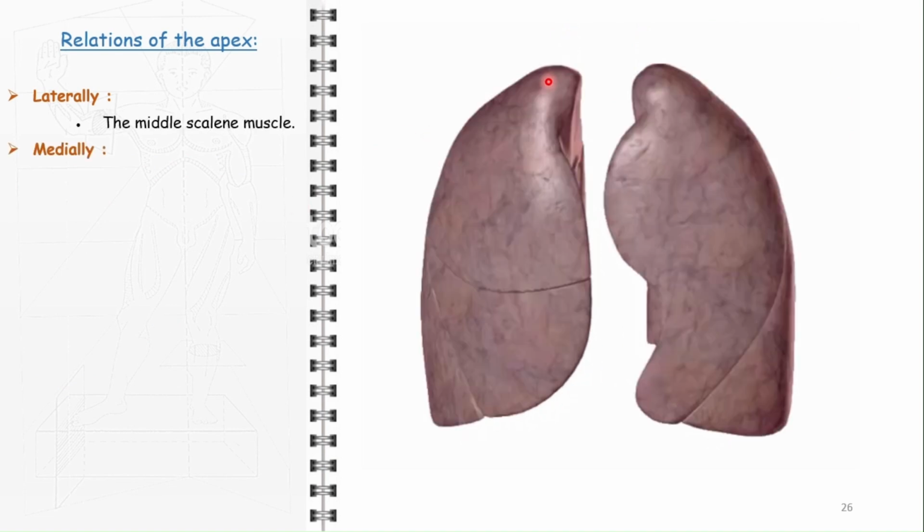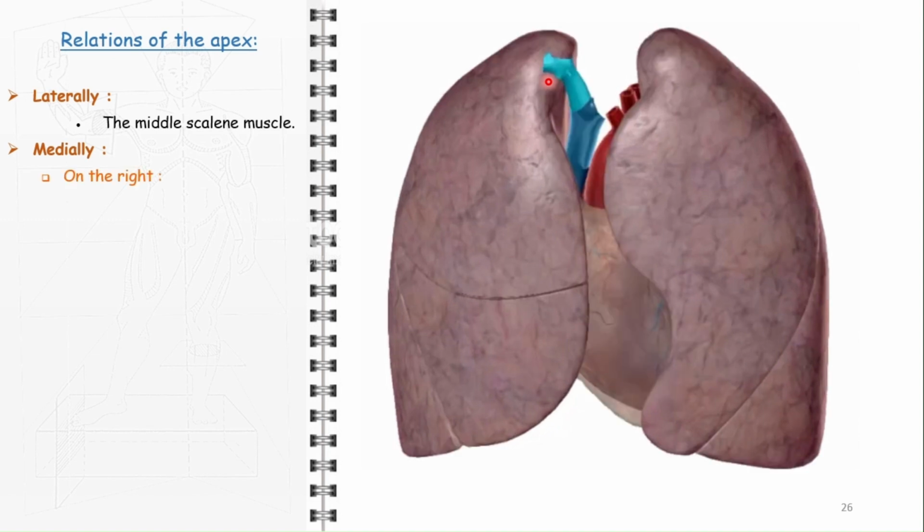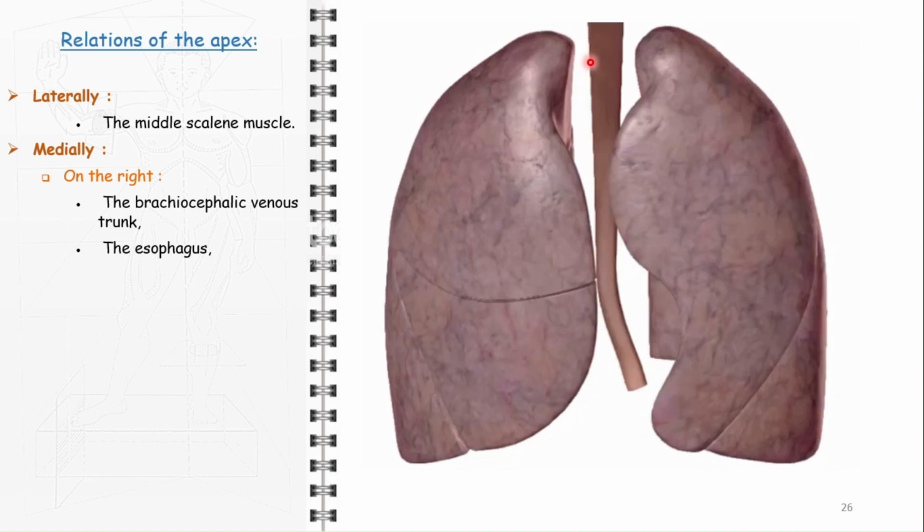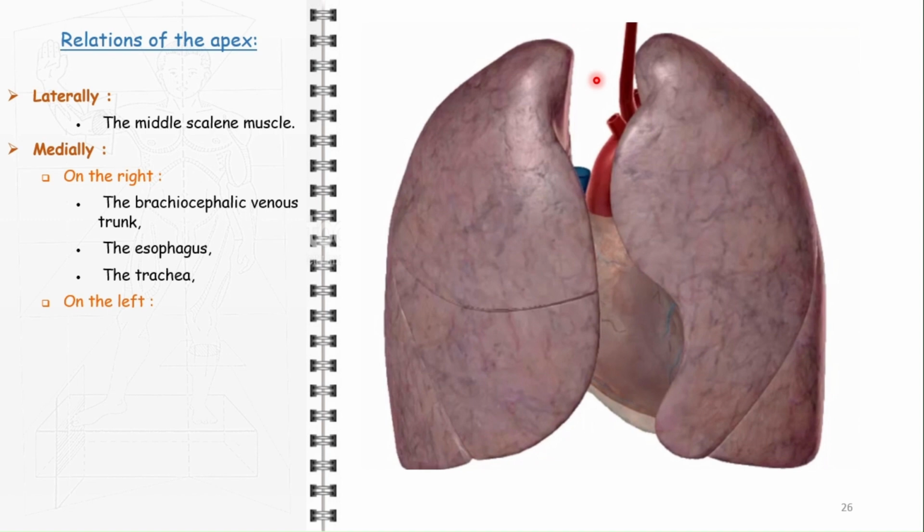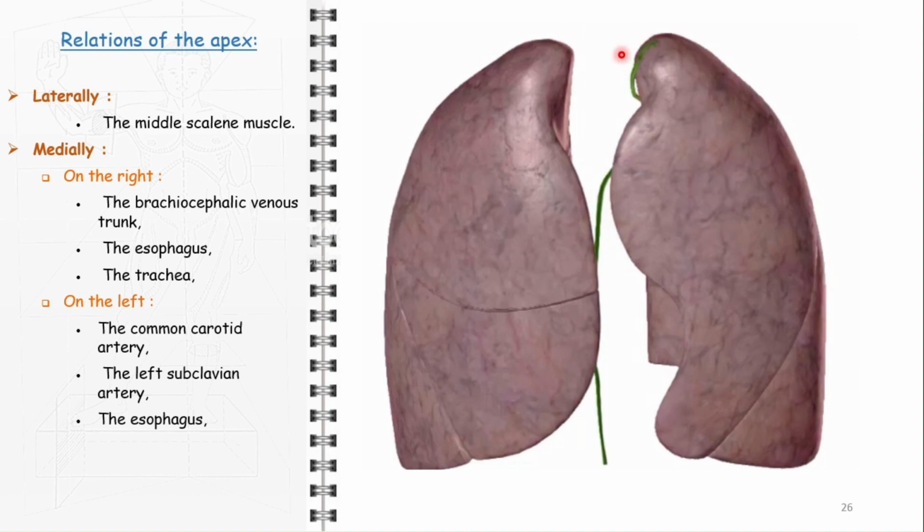Laterally, it is in contact with the middle scalene muscle. Medially, it is in relation with, on the right, the brachiocephalic venous trunk, the esophagus, the trachea, and on the left, the common carotid artery, the left subclavian artery, the esophagus, and the thoracic duct.